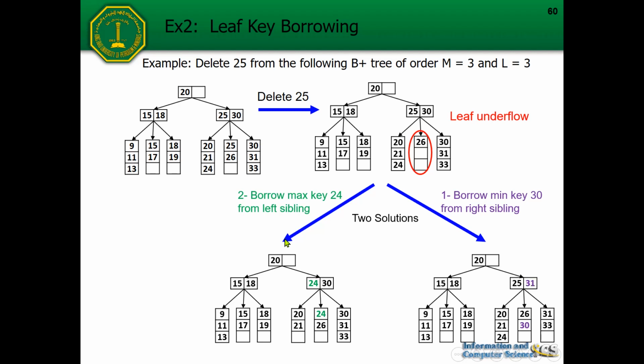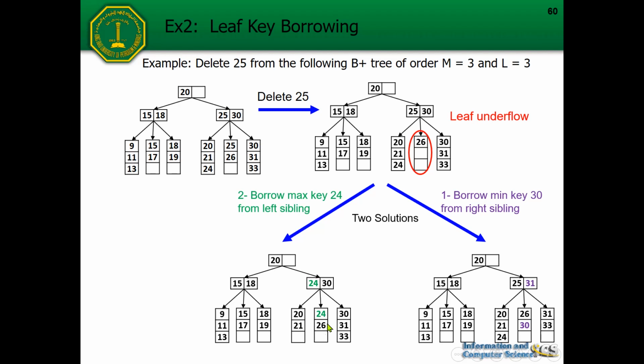Okay. Then in the second case, we are going to borrow a key from the left sibling. In the left sibling, when we want to borrow a key, we need to take the biggest value, which in this case is 24. So 24 is borrowed from this left sibling. Then we put that 24 as the first key in the node with underflow. Now it is not underflow anymore. Then of course the 24 needs to be removed from the left sibling.